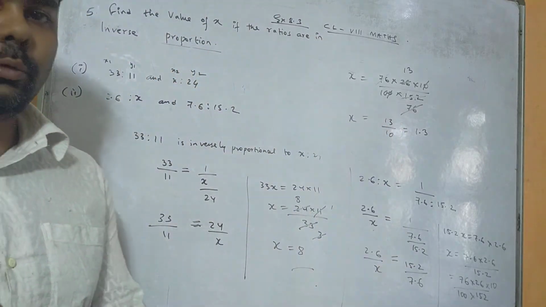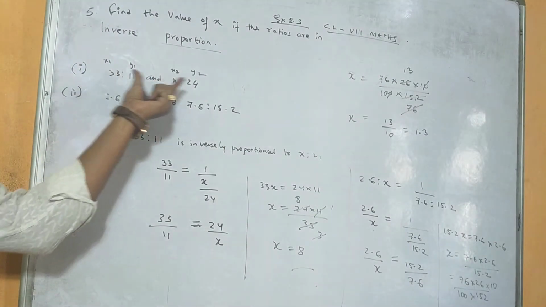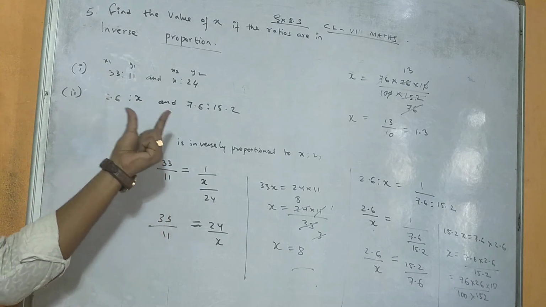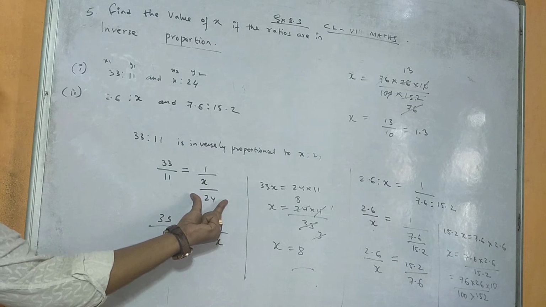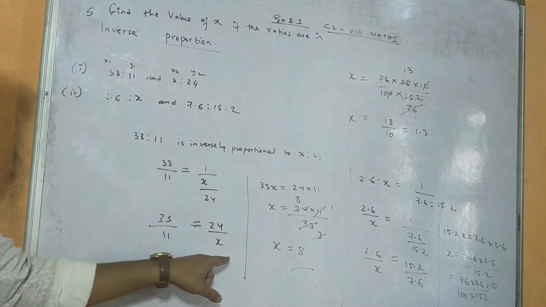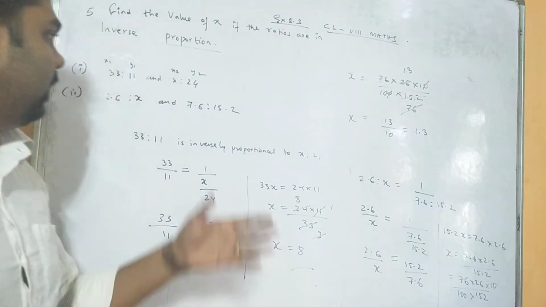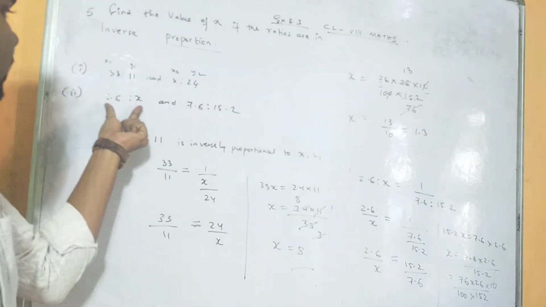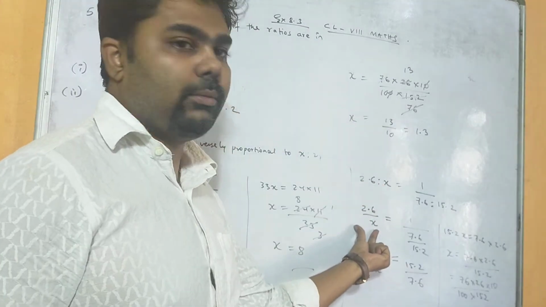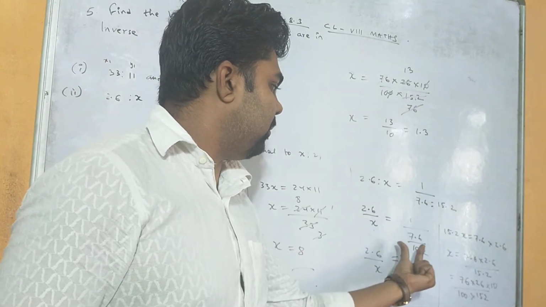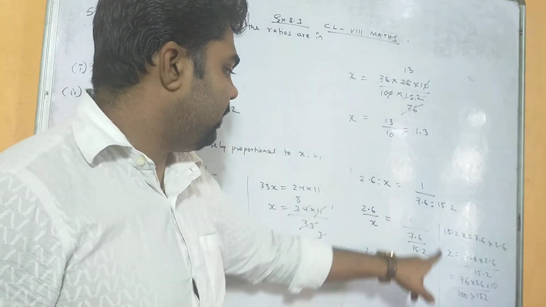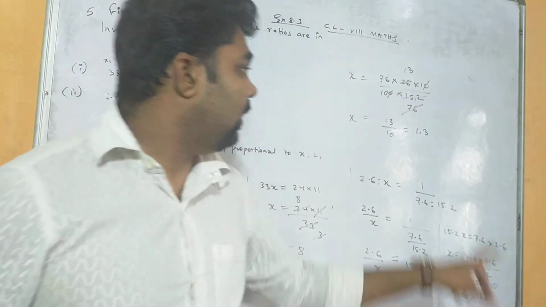Okay, do not get confused by this question. What I have done is once more: two numbers will be given like this, this and this. Find the inverse proportion. So 33 is to 11 can be written as 33 by 11. Inversely proportional, let's say 1 by x by 24. So when you change this one, this 24 will be going up, 24 by x. And if you cross multiply, you will get the value of x. Similarly, this is inversely proportional to this. That means this as it is equals 1 by this. So 2.6 by x here. Now 1 by 7.6 is to 15.2 can be written as 7.6 by 15.2. Now this will be going up, reciprocal, right? Now we have to cross multiply and we will get the answer.